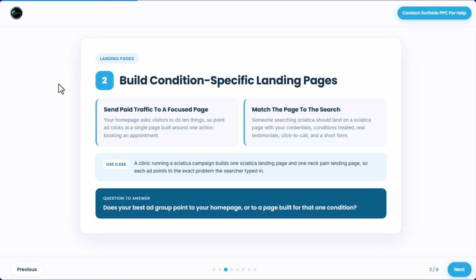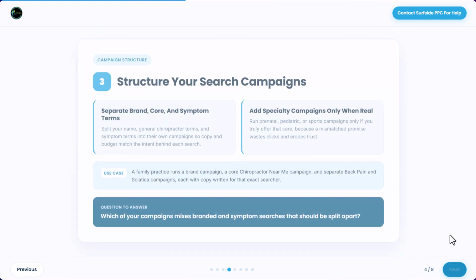Same thing with neck pain relief near me, like anything that you are doing where it's a specific condition people come in for, we want a page for it, and we want to make sure that page is optimized for our local market and the service itself.